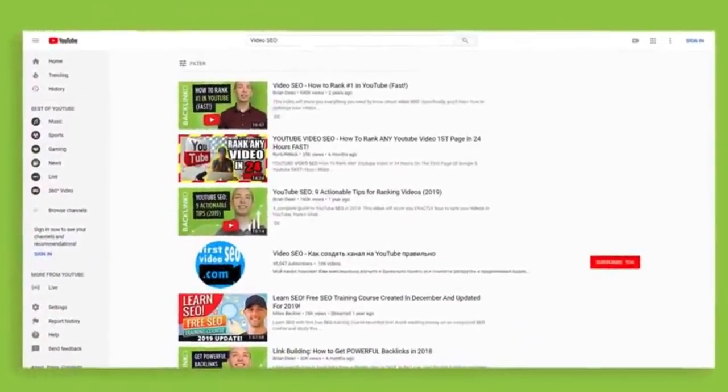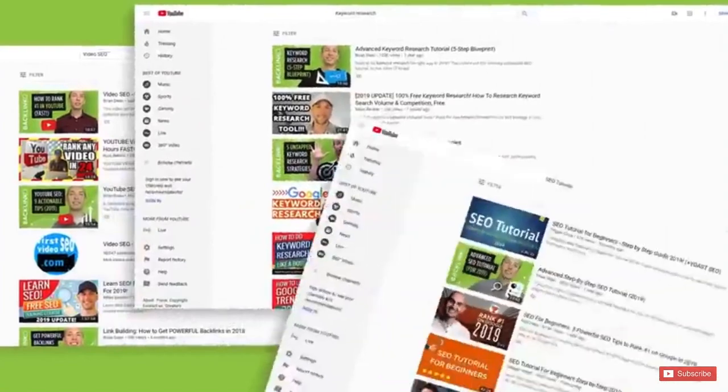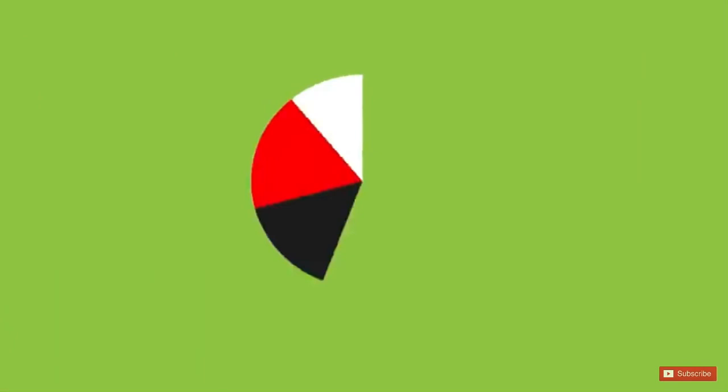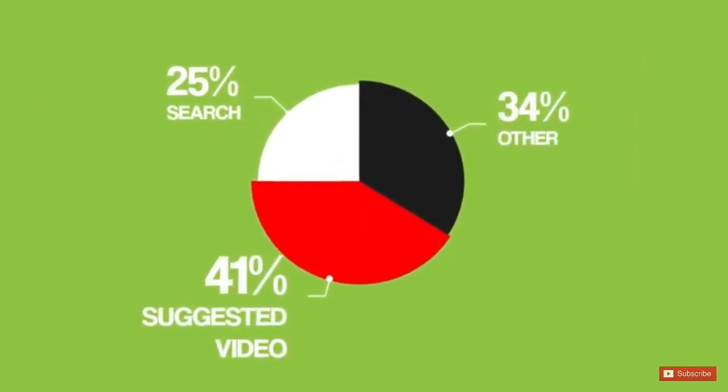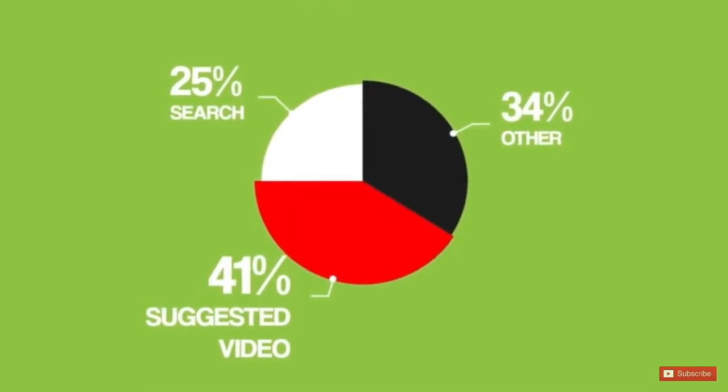Last year, I saw something that blew my mind. I was looking at where most of my YouTube views came from. And even though I rank in the top 3 on YouTube for popular keywords like video SEO, keyword research, and SEO tutorial, I noticed that most of my views didn't come from YouTube search. They came from suggested video. Mind blown. In my case, 25% of my views came from search, but 41% came from suggested video.